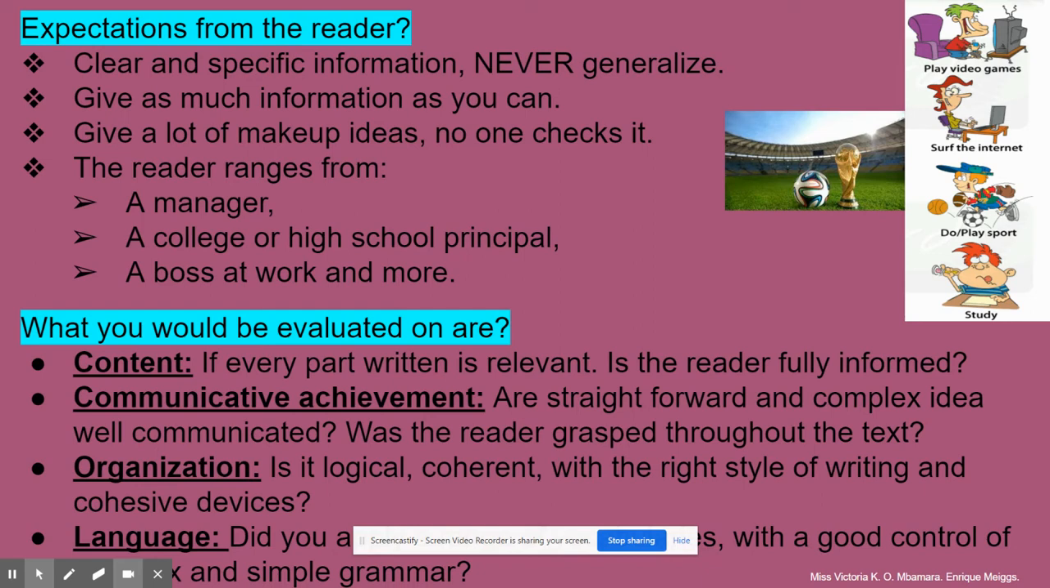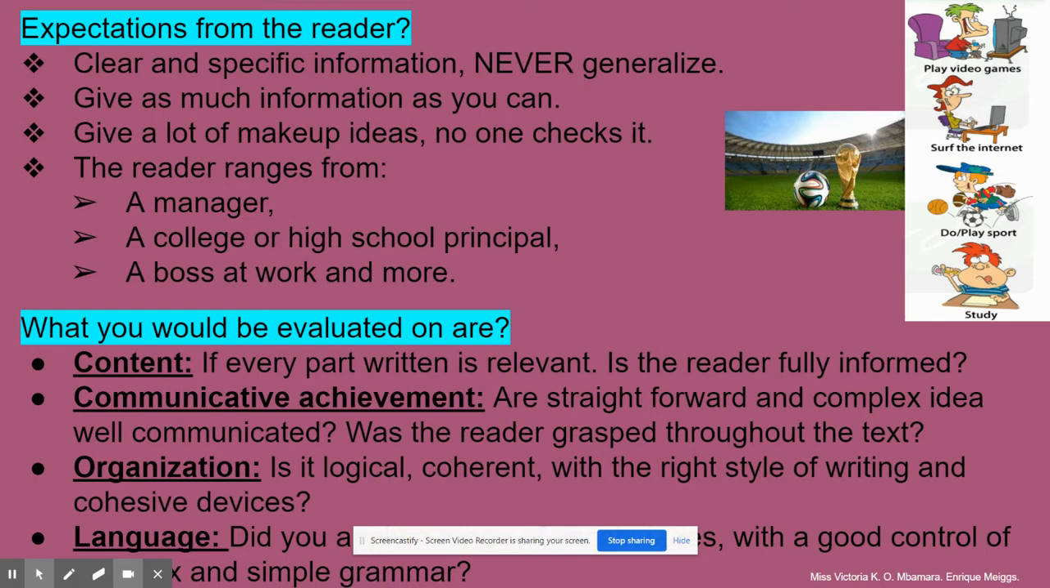Now, what would you be evaluated on? Content, communicative achievement, organization, and language. Now, for content: is it relevant? Is every part you write relevant? Is the reader fully informed? Now, the communicative achievement: are your ideas straightforward? Do you have some complex ideas that are well communicated? Okay. And can you hold the reader, engage the reader from the beginning of the text to the end?